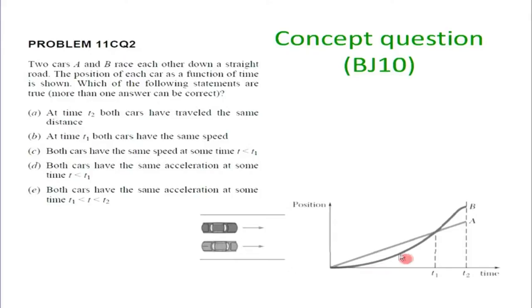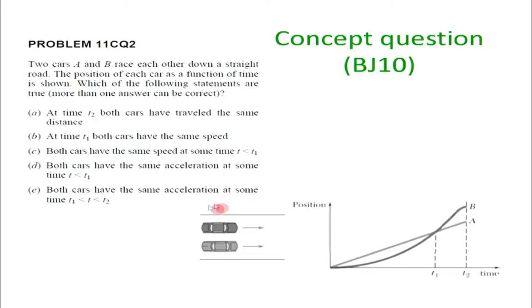Whereas you note here, in this case, you will see that in between 0 and T1, the slope of the curve is always increasing. So the acceleration is always positive. So both cars cannot have the same acceleration, because this is 0 and this has some finite acceleration. So this statement is wrong.